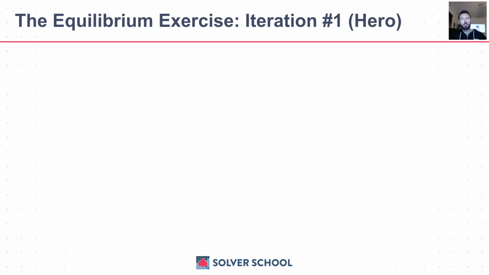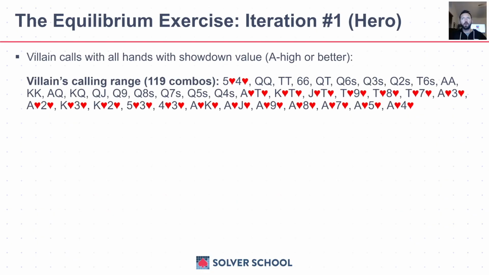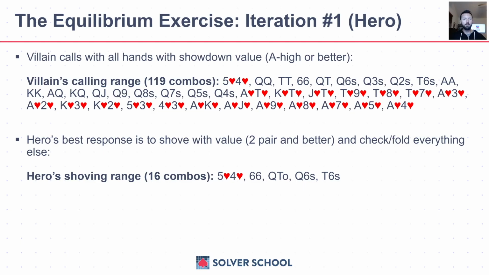So let's start with iteration number 1 here. We have this range that villain calls all of these hands with showdown value. So anything ace high or better, that's what our opponent is going to call with. And what we want to know is, what is the range at which the hero should be shoving in this case? Well, we can figure this out by plugging all of this into equity calculators. And what we find is, if villain is calling with all of these hands, hero's best response is to simply shove with value and check fold everything else. So two pair and better, and check folding everything else.